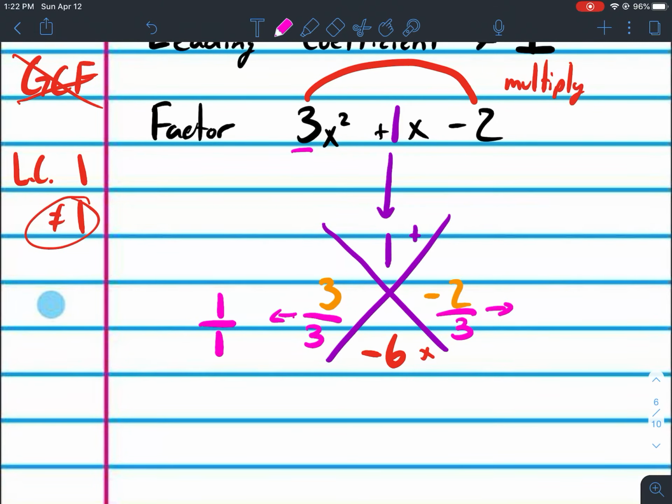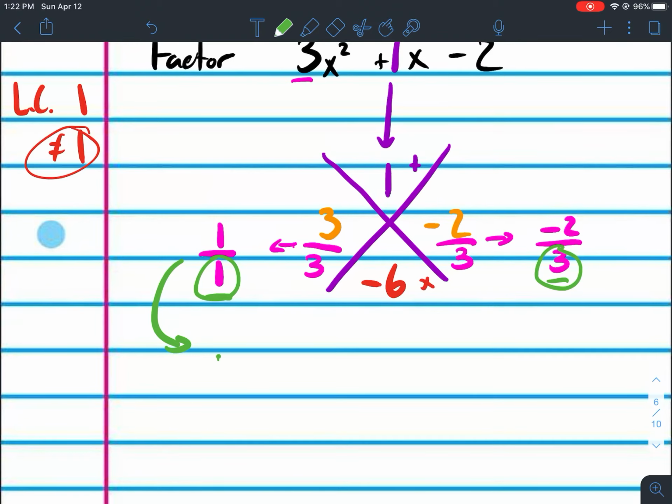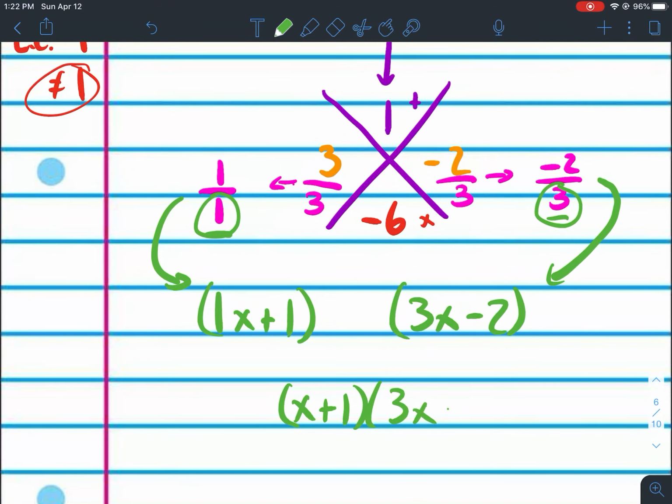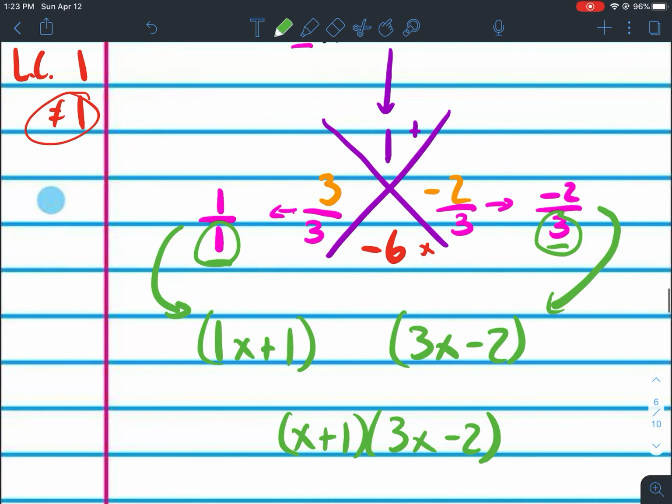Okay, so with that being said, now here's what we do. Here's that bottoms up part. These two bottom numbers here and here, actually I'll do a circle. These are your coefficients. So for this term right here, this would be 1x plus 1. And for this term right here, this would be 3x minus 2. And this is your factored form. Now, for that left one, we can write it as x plus 1 times 3x minus 2. So remember this part right here, that bottoms up piece. That's the most important piece you can remember on this: bottoms up.